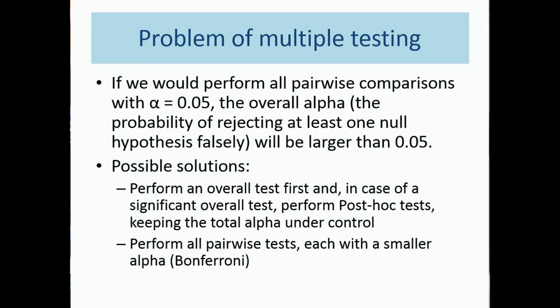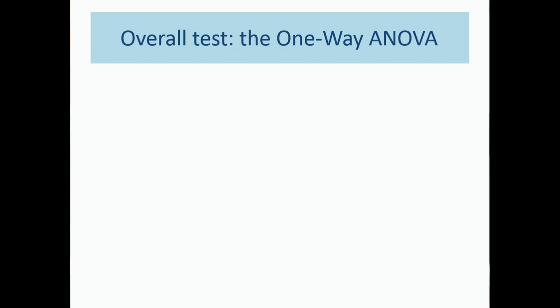Possible solutions for the problem of multiple testing is to perform an overall test first, and in case of a significant overall test, performing post hoc tests, keeping the total alpha under control, or we can perform all pairwise tests, each with a smaller alpha. The Bonferroni procedure is an example of this solution. First, we will have a look at the one-way Anova, the overall test.